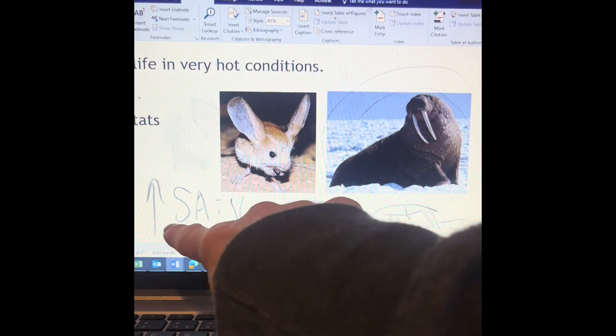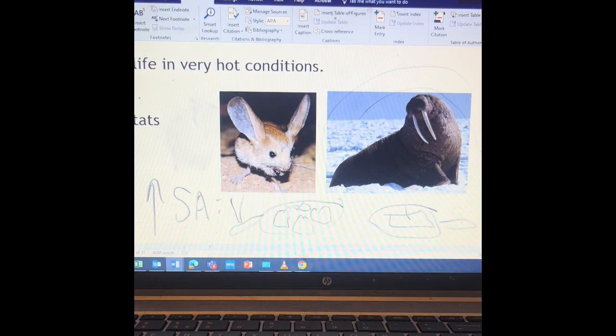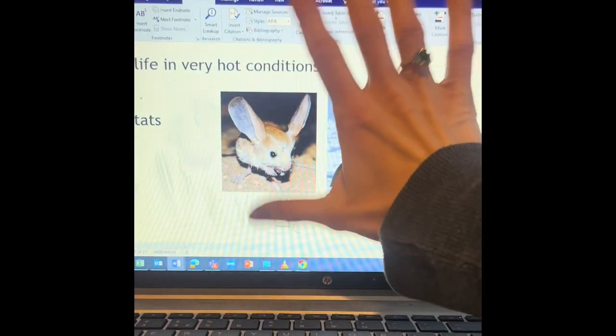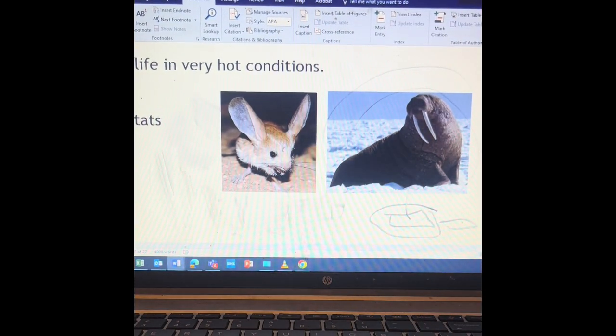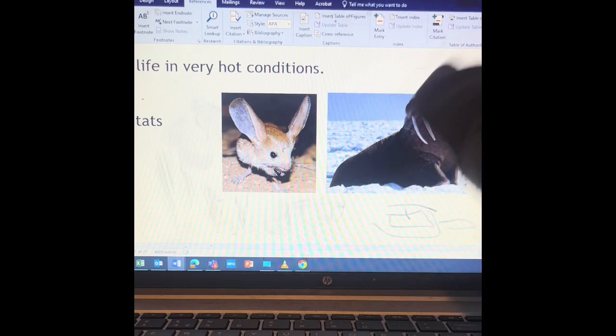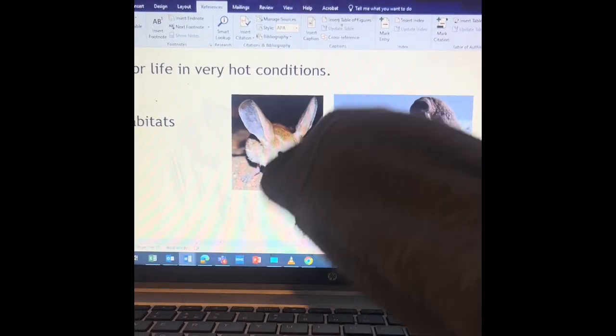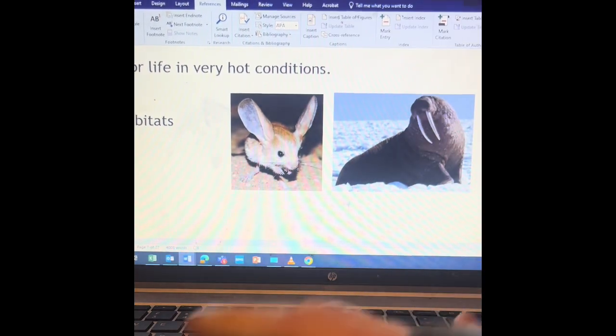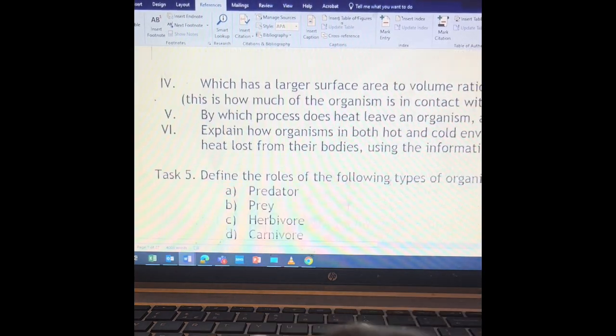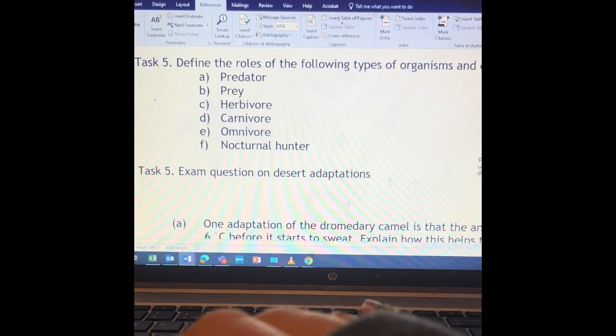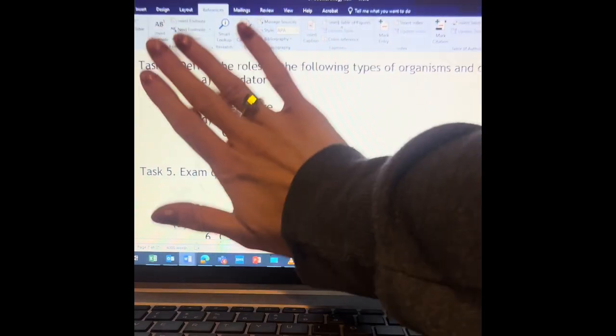So if it's got a high surface area to volume ratio, it's better adapted to warm environments. If it has a really low surface area to volume ratio, it's going to mean that it's better able to survive in cold environments, okay? So moving on, we get it. Another adaptation that I want to talk to you about, I'll come on to these in a sec.